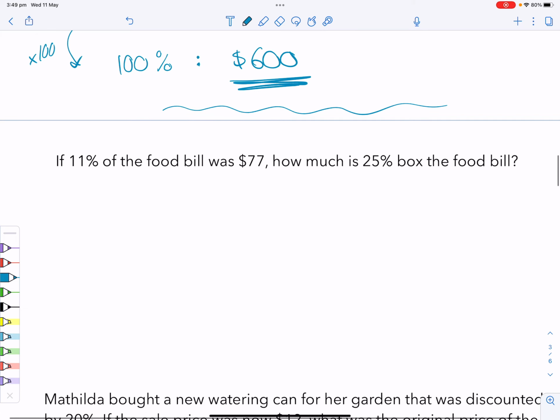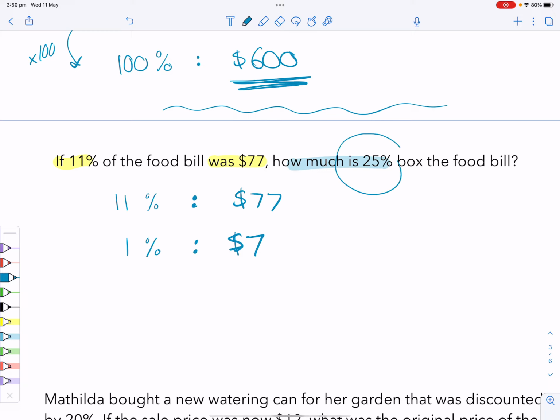Here's another scenario, but slightly different. So instead of going back to what 100% is, the full cost, maybe they might request us to just give it back in a different percentage instead. So it's saying if 11% of a food bill was $77, how much is 75% of the food bill? Okay, so similar process to before. So here's my 11% is to $77. I'm going to scale both sides down, so I find out how much 1 unit is worth, so 1 unit of percentage, and that should give me $7 on this side.